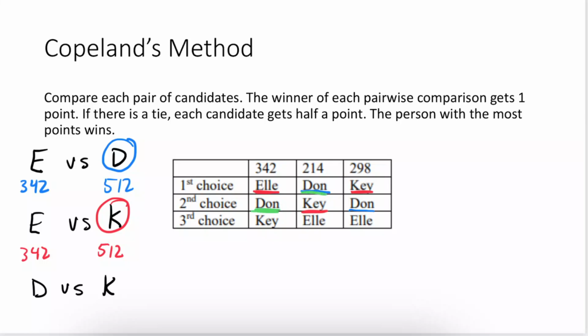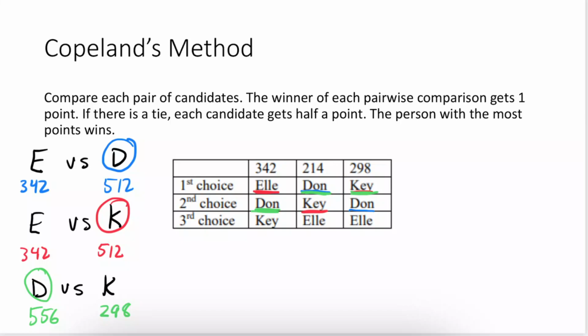And then in Dawn versus Key, we would say Dawn is going to get the 342 votes as well as the 214 votes, and Key would get the 298 votes. And so Key would get 298, and to find Dawn's votes, we'll do 342 plus 214, and that tells us that Dawn's amount is 556, and so Dawn would be the winner in that case.